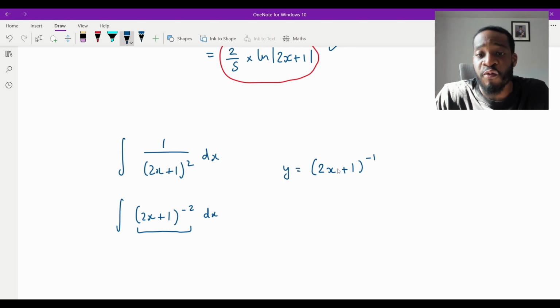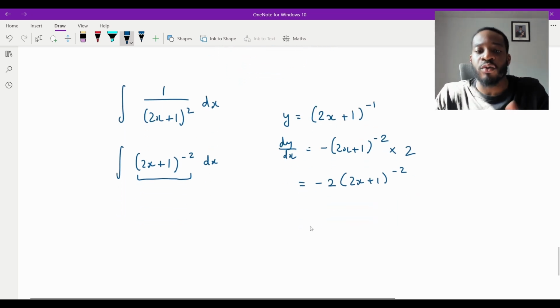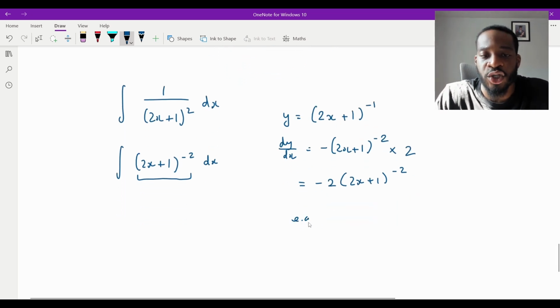Now, if I wanted to differentiate this, I would use the chain rule, wouldn't I? dy/dx, the minus 1 will drop to the front. It will be (2x plus 1), and then I would take 1 away from the power, giving minus 2. And then I would multiply by whatever I get when I differentiate the inside. 2x plus 1 differentiates to 2. So therefore, it's going to be minus 2, and then (2x plus 1) to the minus 2.